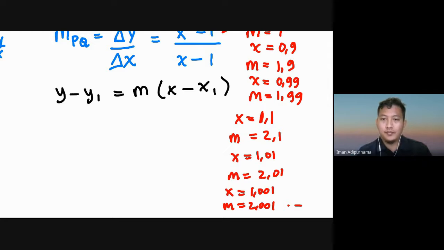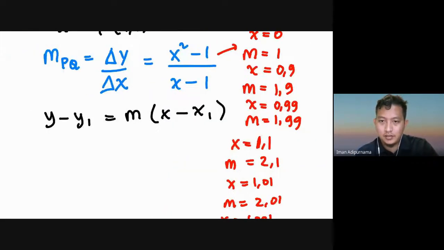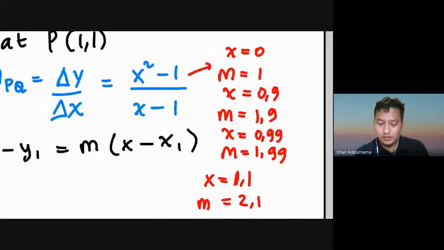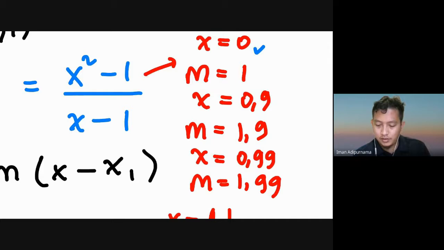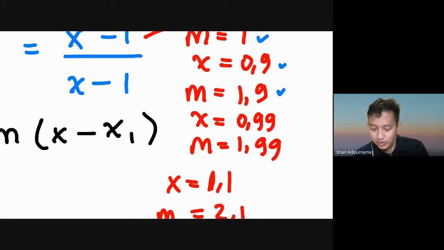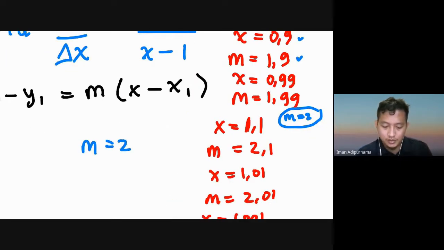Okay. Now we see that pretty much, if you have 1, if you have 0, you get 1. You have 0.9, you have 1.9. And it's getting closer to m equal 2, right? So right in the middle, you have this 2.